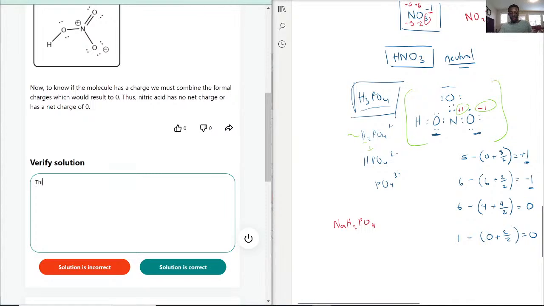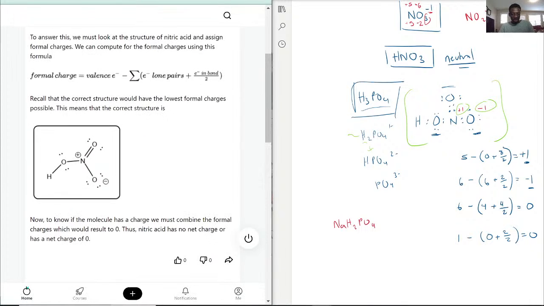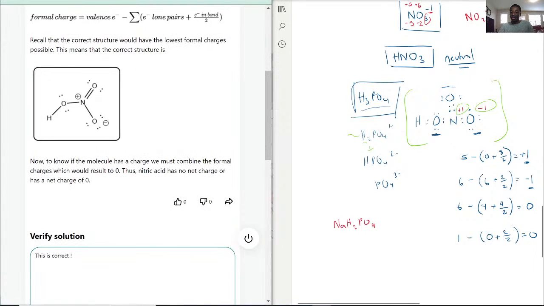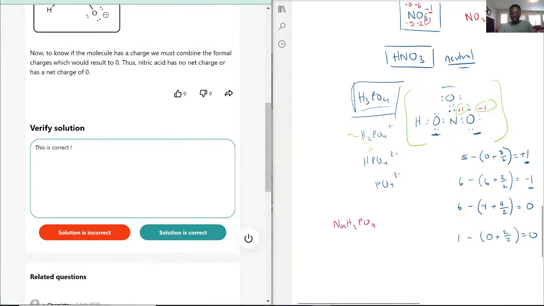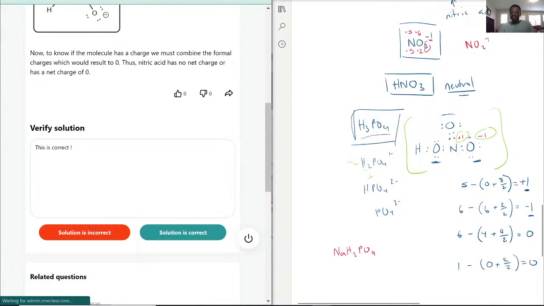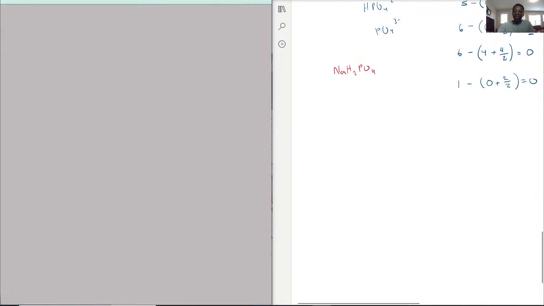Okay, so this is correct. And just so I remember, formal charge is what it's called, where you list these out and you solve it like that. So now we're dealing with question number 5.